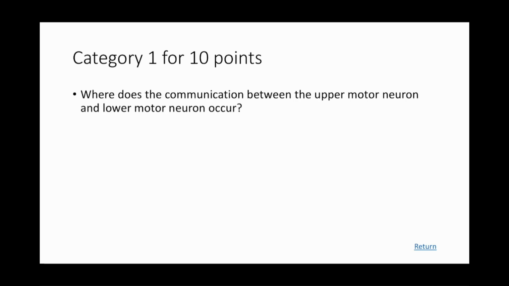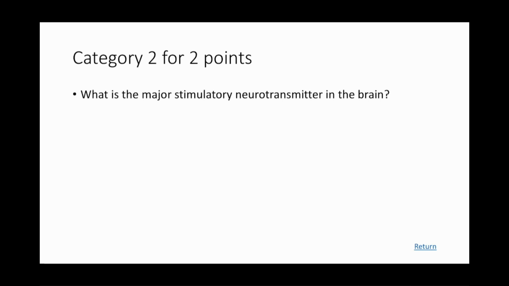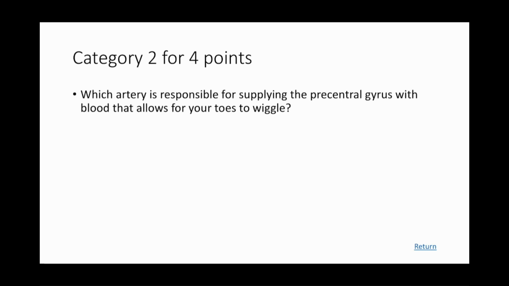Okay. Where does the communication between the upper motor neuron and the lower motor neuron occur? Where is the synapse? The anterior gray horns. Very good. What's the major stimulatory neurotransmitter in the brain? Glutamate, right? Glutamate is the major stimulatory one in the brain. What's the major stimulatory neurotransmitter in the body? Acetylcholine. That's where the big difference occurs. There's more glutamate in the brain.